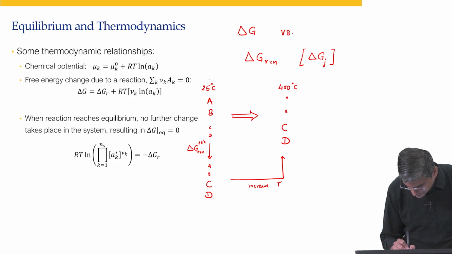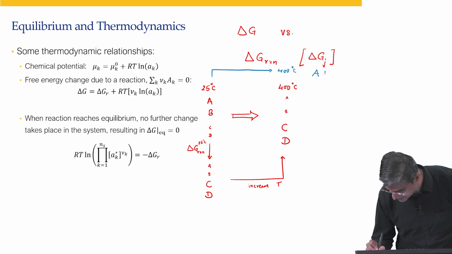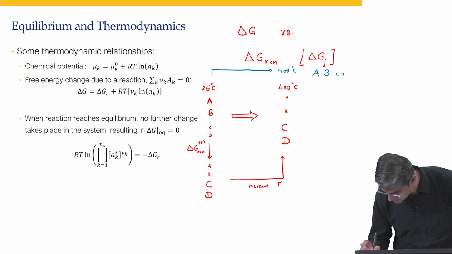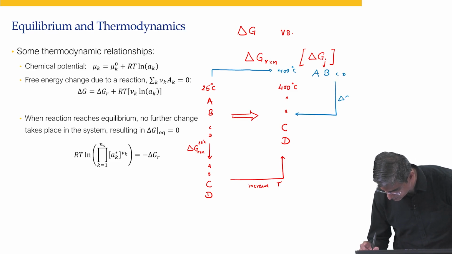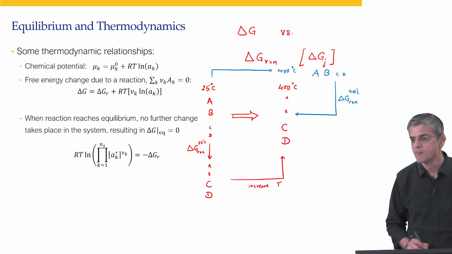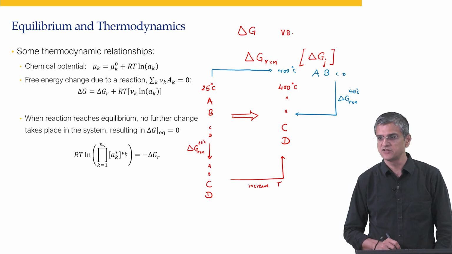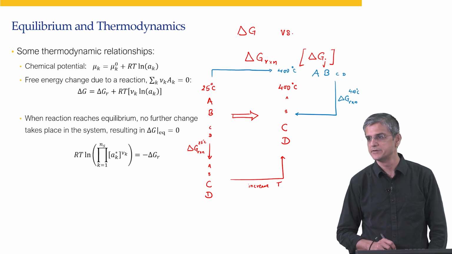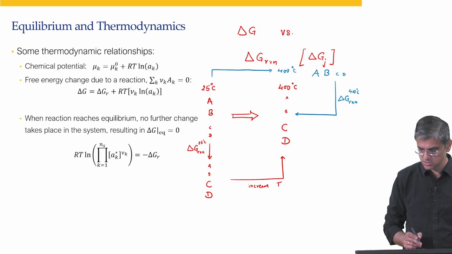Alternatively, you can first increase temperature and you can have A, B, C, D, and then... Okay, because free energy is a state function, it is going to be path independent. This is what the second answer was.